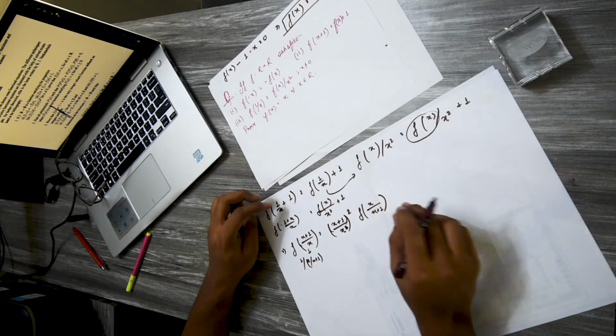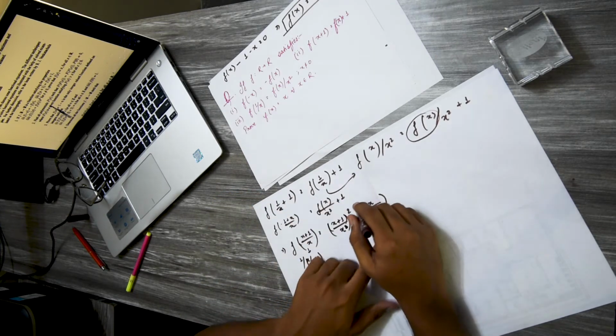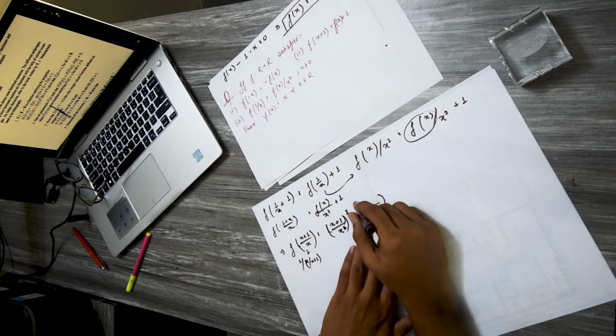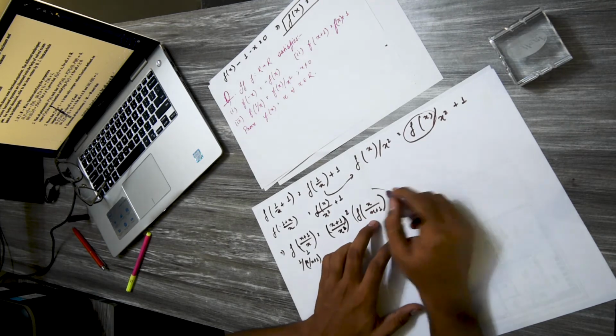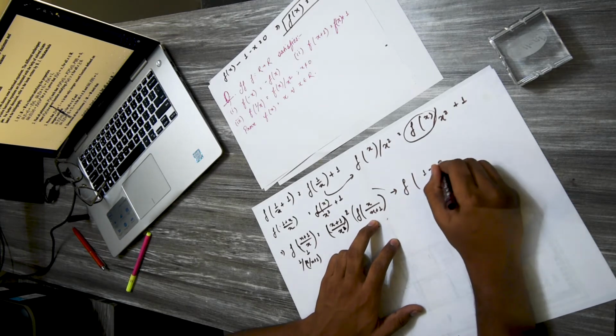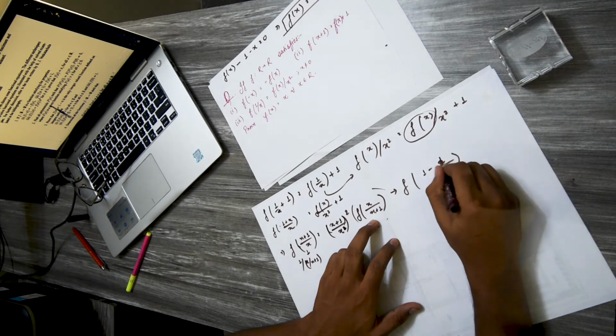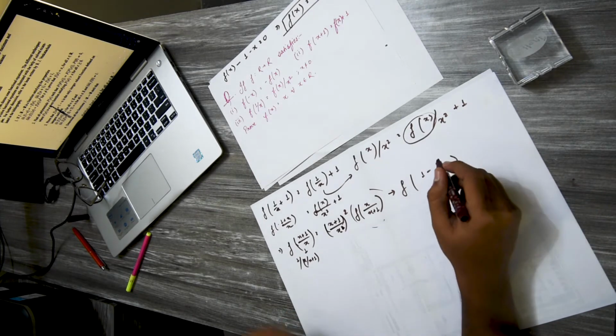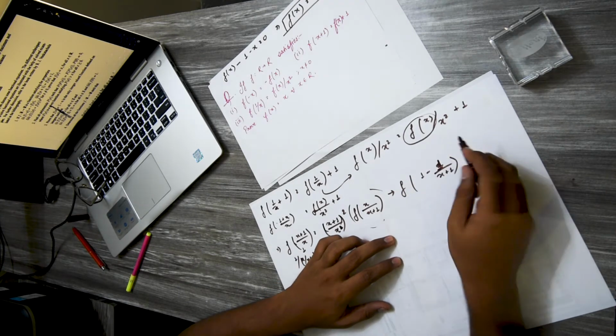Now we are left with this. Since we've separated out the x over here, now we are left with this. So what is this thing? This is basically f of 1 minus x by x plus 1. 1 minus 1 by x plus 1. Excuse me for that.